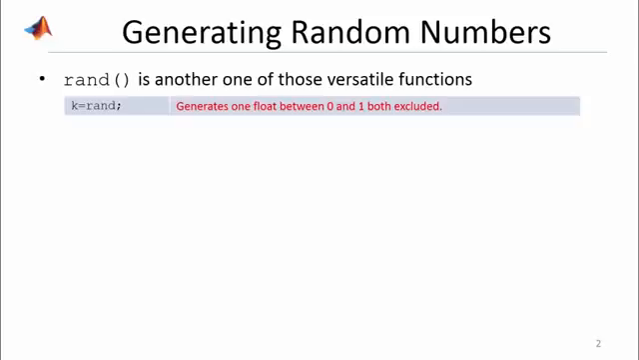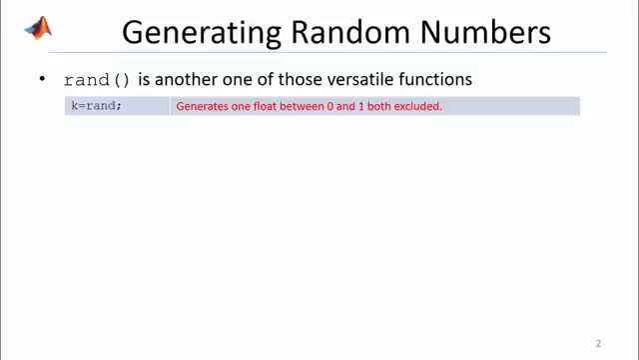So first, generating random numbers. The one function we want to introduce today is rand. And it's another one of those versatile functions, as in you can use them with different number of arguments, just like fprintf. With fprintf, you can put one string, or you can put variables, you can do a lot of things. So there's a lot of versatility in this one.